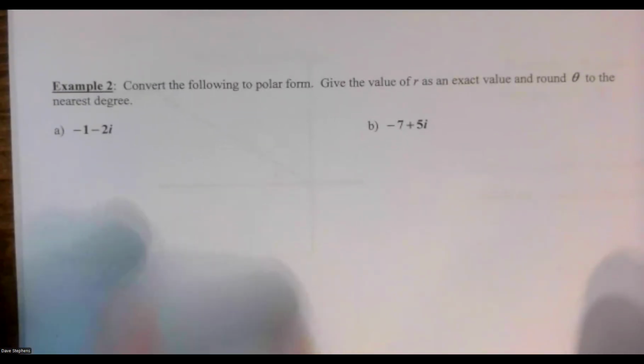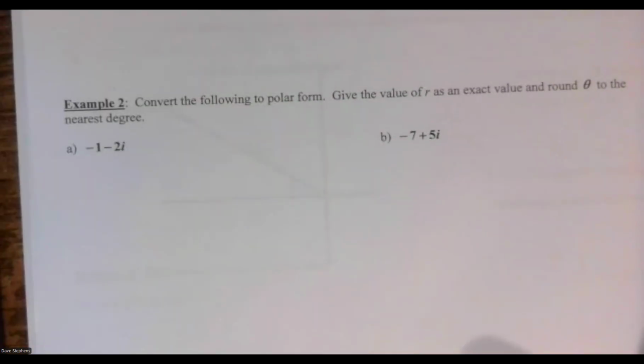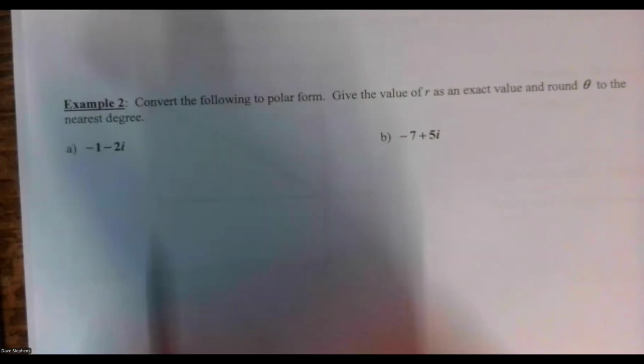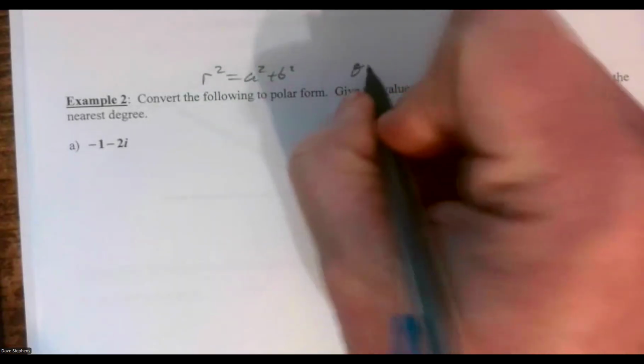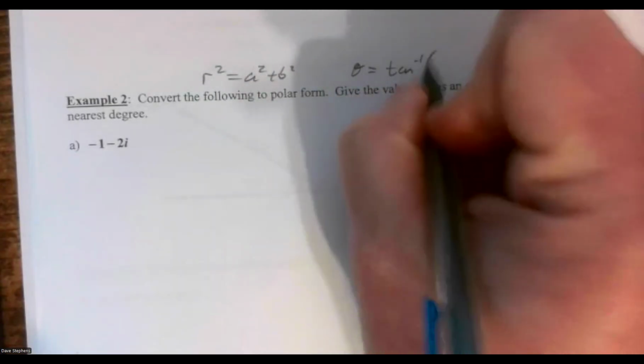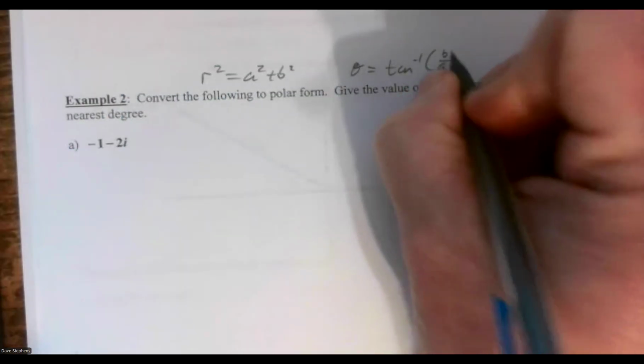to polar form. All right, so converting from polar to rectangular, pretty simple with the two formulas for A and B. Now, going back, rectangular to polar is going to be a little bit different. We know that R squared is equal to A squared plus B squared. And we know that theta is equal to tangent inverse of b over a.